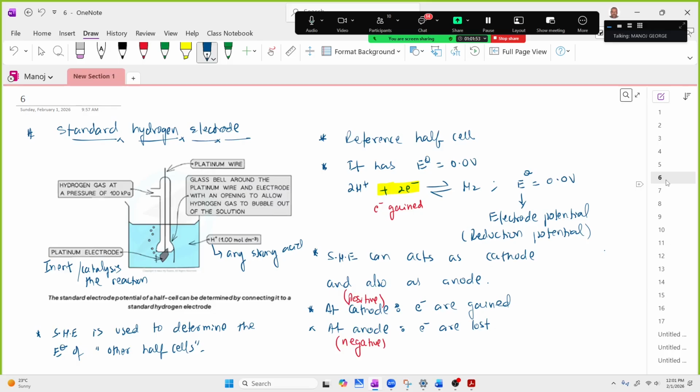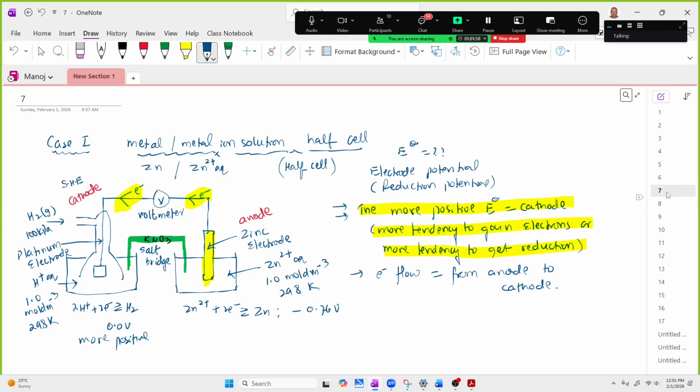According to this concept, cathode has to be positive, anode has to be negative. Correct? So you understand that this anode here is going to be negative. The cathode has to be positive. So when you look at the voltmeter, that's the negative end and that's the positive end. If you set up the voltmeter correctly, it's going to show the reading. If you flip the voltmeter the other way around, it's not going to work.